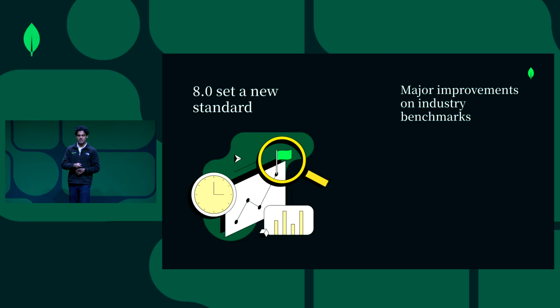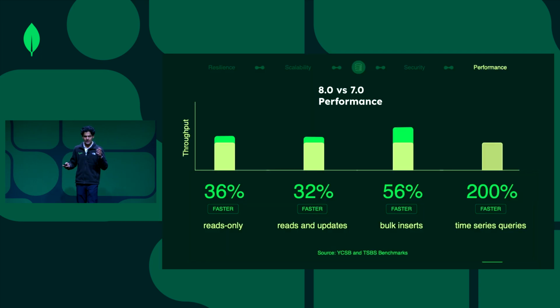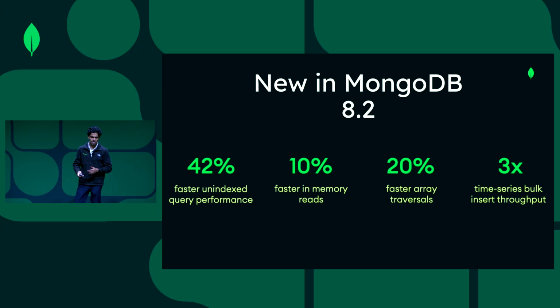So, like I said, we've made major improvements across all industry benchmarks, and we talked a lot about this in the keynote as well. So I'll quickly recap: YCSB, TSBS, LinkBench, and so on. As you can see, compared to 7.0, 8.0 has made drastic improvements in multiple dimensions. Read queries, read and update, bulk inserts, time series queries have all achieved 2 to 3-digit improvement across the board.